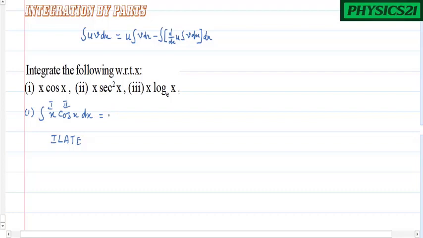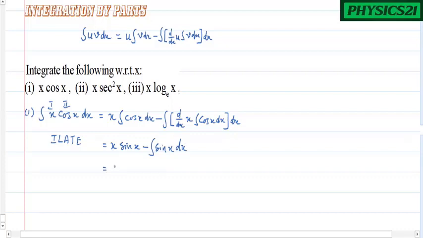First function means x, integral of the second one, cos x dx, minus integration of the differentiation of first, d by dx of x, then integration of second, cos x dx. The integral of x cos x is x sin x minus integration, with respect to dx, 1, no need to write 1. The integral of cos x dx will be sin x. We'll write sin x dx.